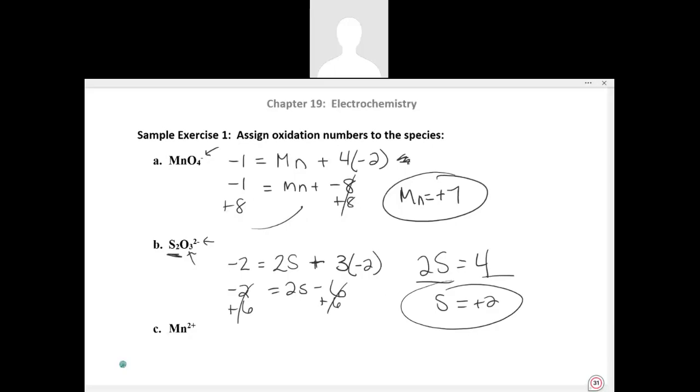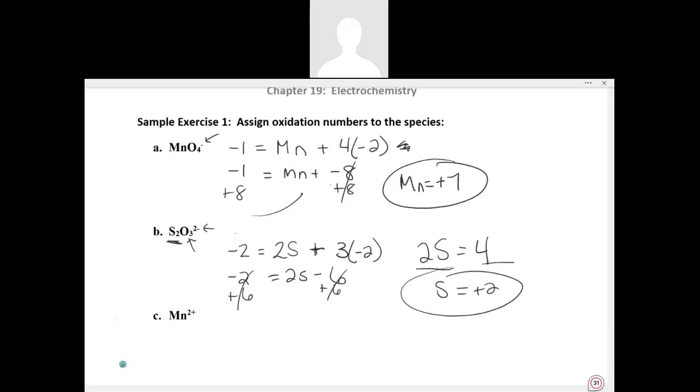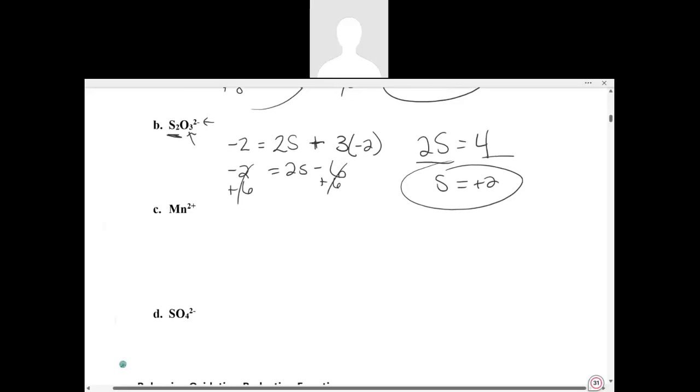All right, last but not least here, we have, oh wait, we have 2 more. So C is fairly quick and easy. We just look at the charge of our monoatomic ion. So we know that in this case, manganese has a different oxidation number of +2.